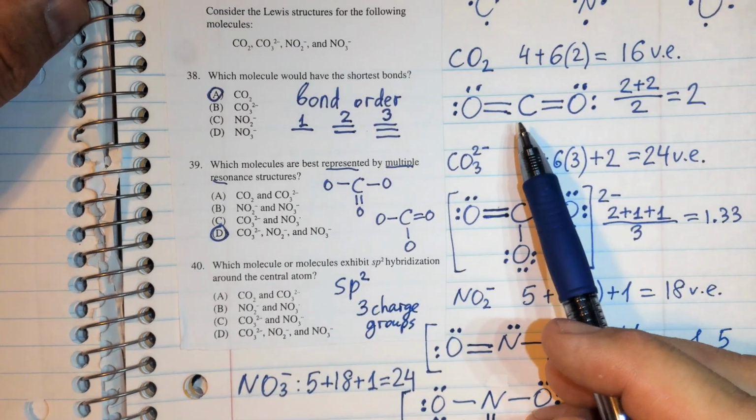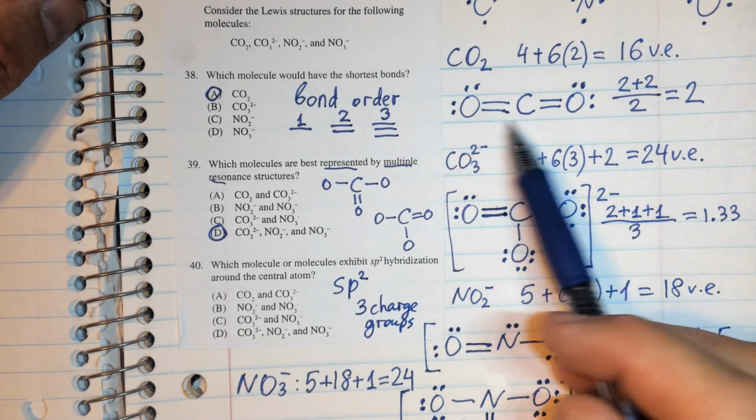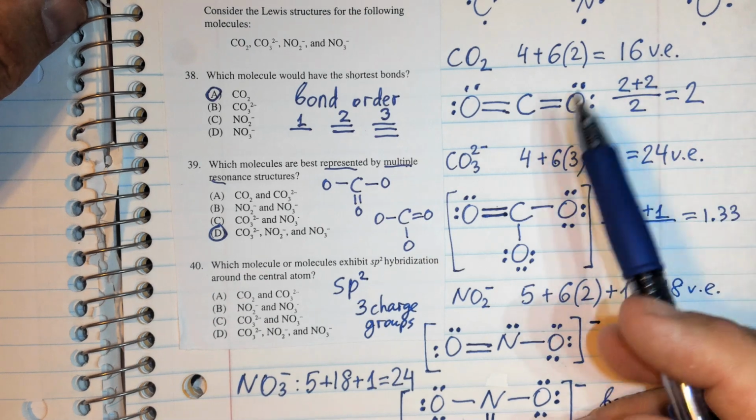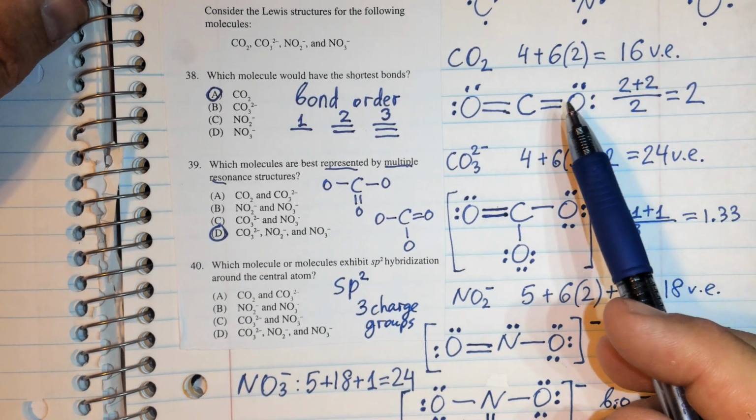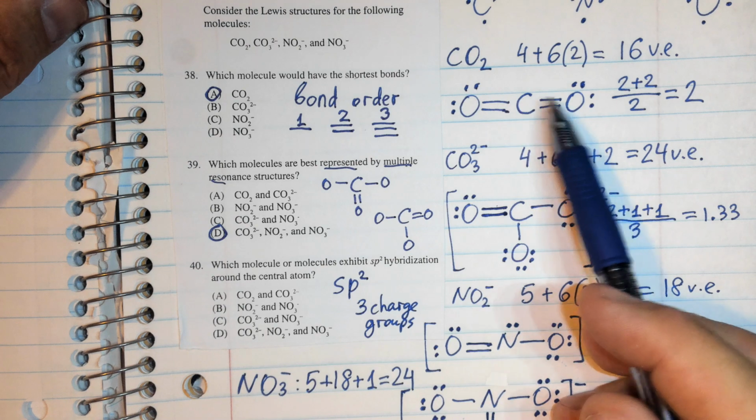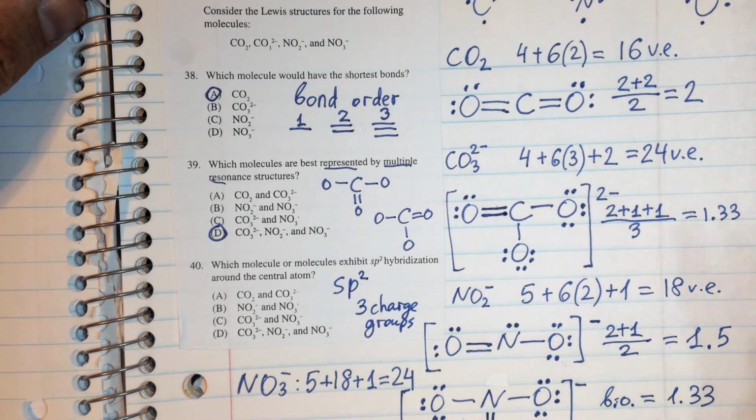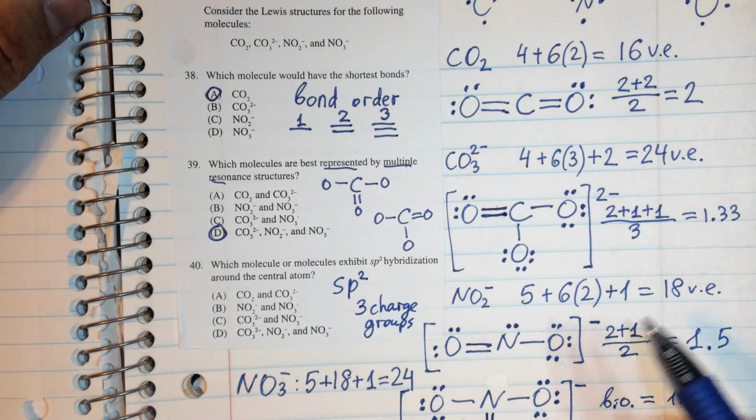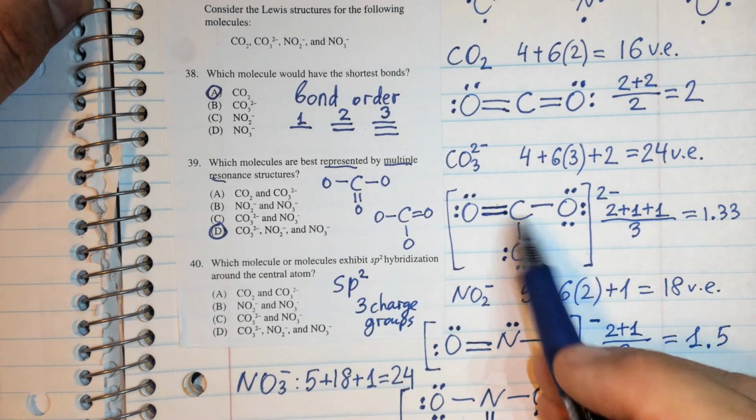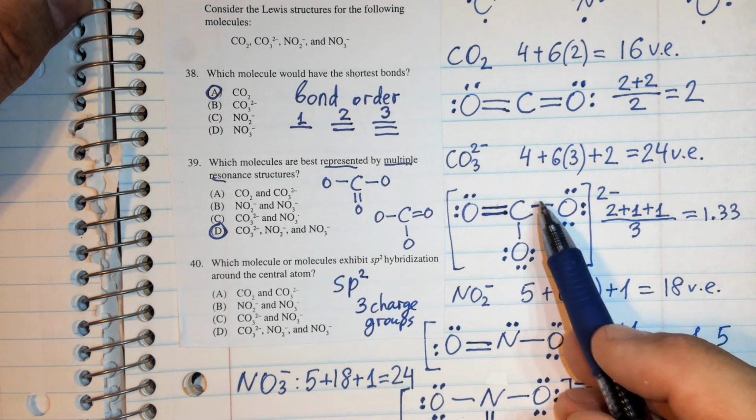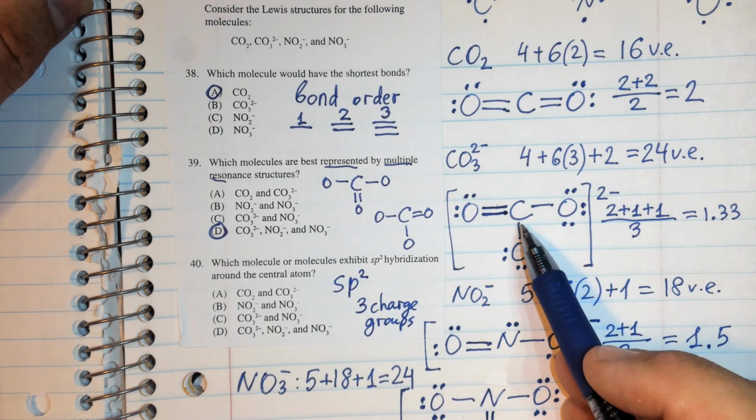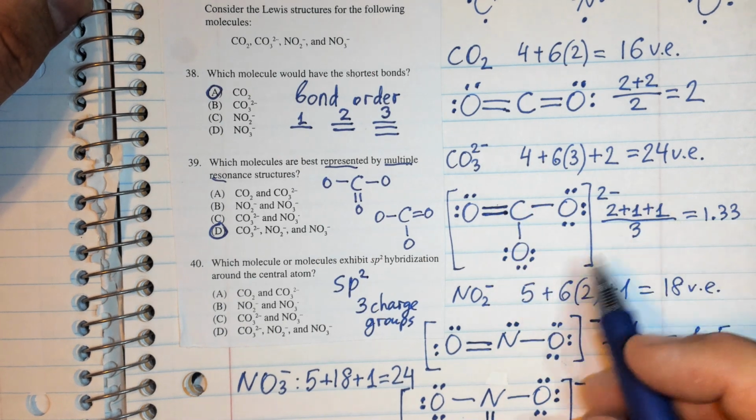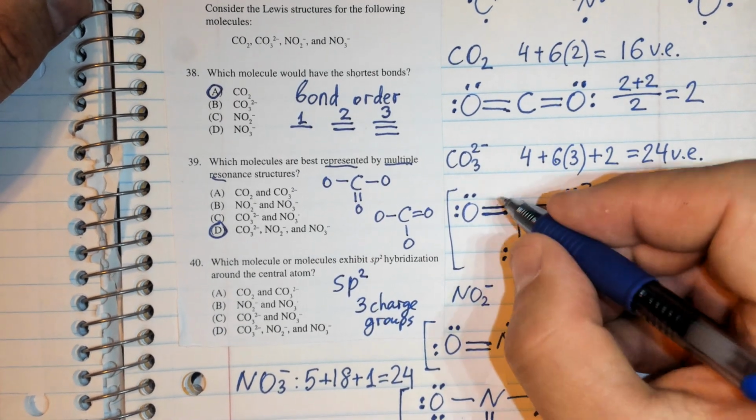Now, let's look at CO2. So CO2 only has 2 charge groups around the central atom. There are no lone pairs. So this one is not sp2. It is actually sp hybridized carbon here. So CO2 is not sp2 hybridized. Let's look at CO3. You have 3 sigma bonds around carbon, no lone pairs. So yes, you have 3 charge groups, and yes, this one is sp2 hybridized.